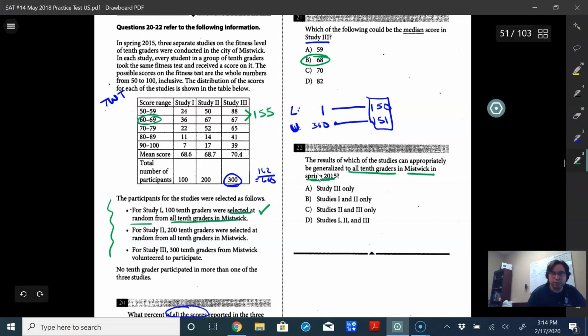So that seems okay. That automatically takes out, remember we've got Roman numerals here, A and C, right? We see study 2 is here, so really the only one we need to check is study 3. Study 3 says 300 10th graders from Mistwick volunteered. Well, remember, volunteering is not the same as being selected at random, and therefore those results cannot be generalized to the population. So that is wrong. Therefore we see B is the answer choice there.